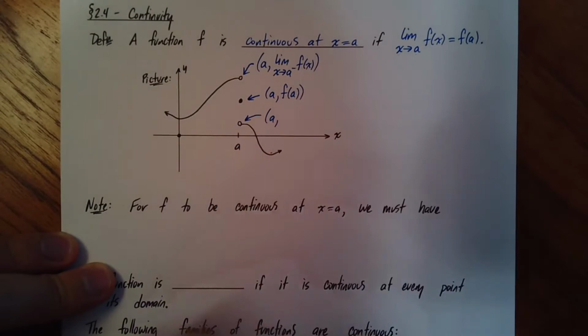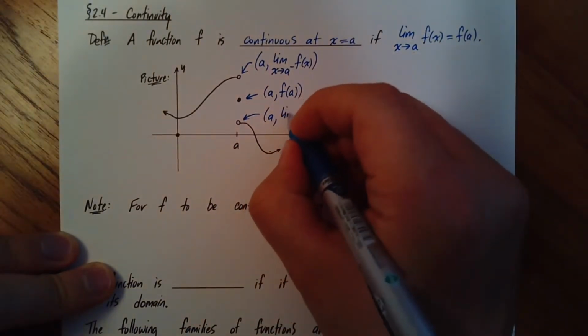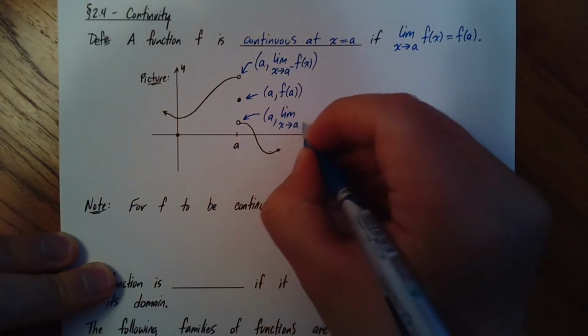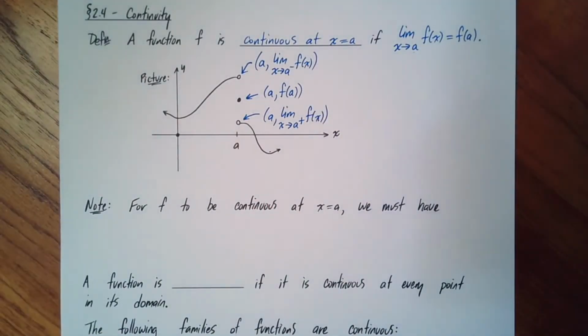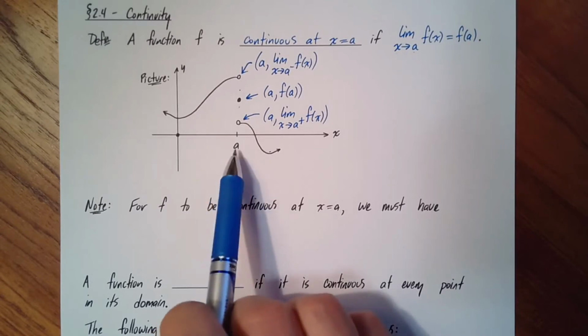It's got an x coordinate of a, and the y coordinate is the limit as x approaches a from the right of f of x. Okay, so that is all three of these points just written down in terms of their coordinates. Well, what would we have to do in order for the graph to be continuous at the point a?